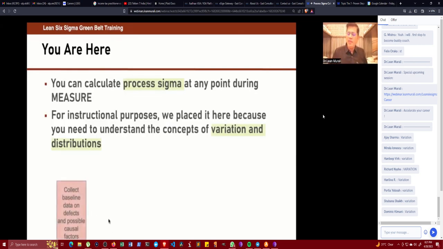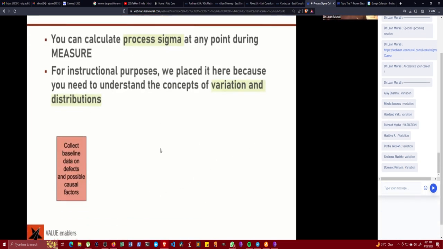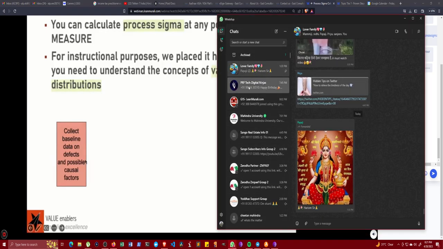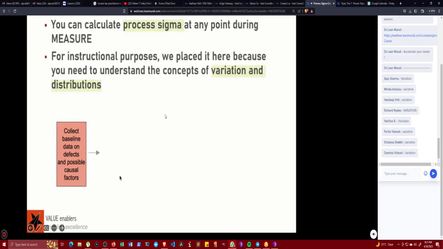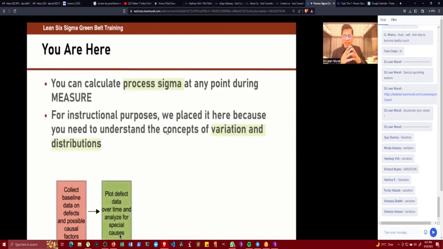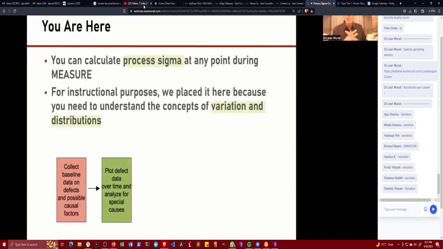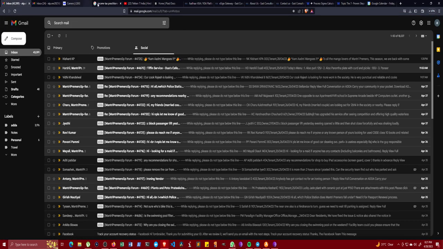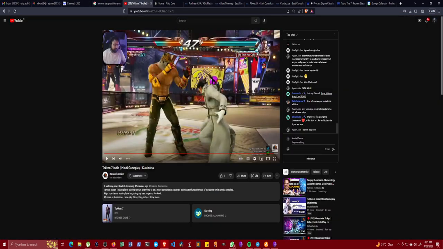So we have been collecting the baseline data on the defects. I'm going to take one practical example of invoice processing, which is very common. I want to take a transactional process today. Once we take the data on defects on the invoice, we need to analyze for the special causes.